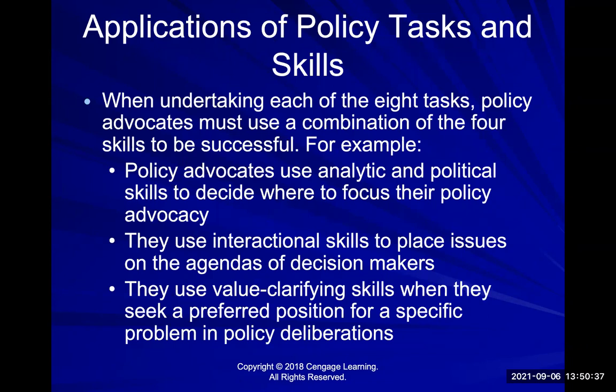So as we think about applying the policy tasks and skills, this is not black or white. We need to use a combination of the 4 skills together with the 8 tasks. For example, policy advocates can use analytic and political skills to decide where to focus their policy efforts. They can use interactional skills to place issues on the agendas of decision makers, and they can use value clarifying skills when they seek a preferred position for a specific problem in policy deliberations.